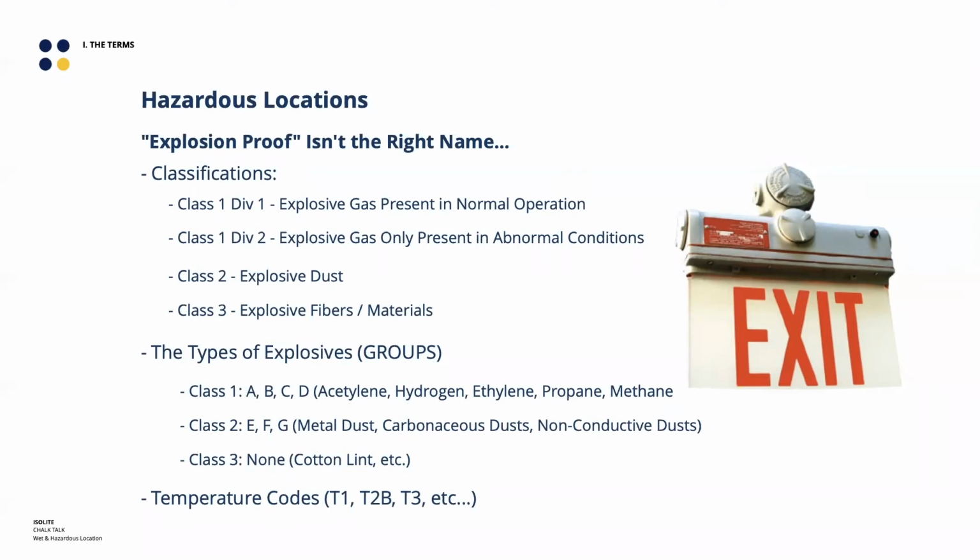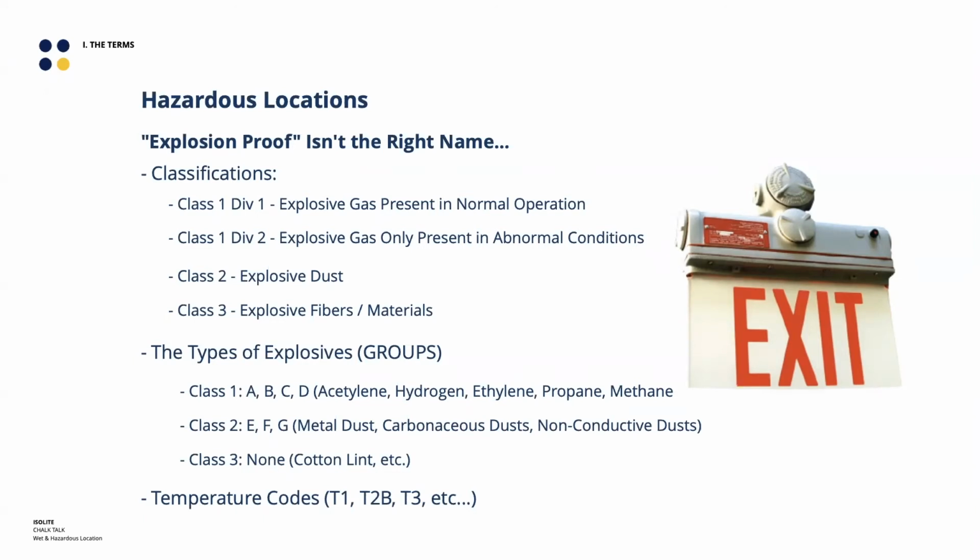You can think of that in the class 1 case as, explosive gas being present in normal operation is something like a paint booth. If you're spraying paint around, that's a normal operation and it's putting that gas into the air that could be explosive. For Div 2, you might consider something like a natural gas refinery where there is explosive natural gas present, but hopefully it's kept in pipes the entire time. It would be an abnormal condition if it were outside of those pipes.